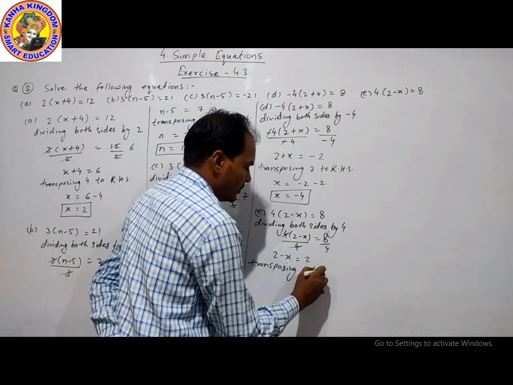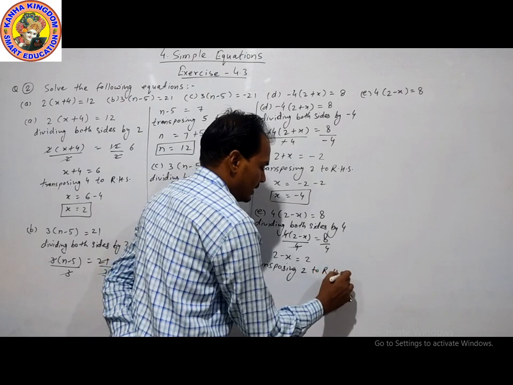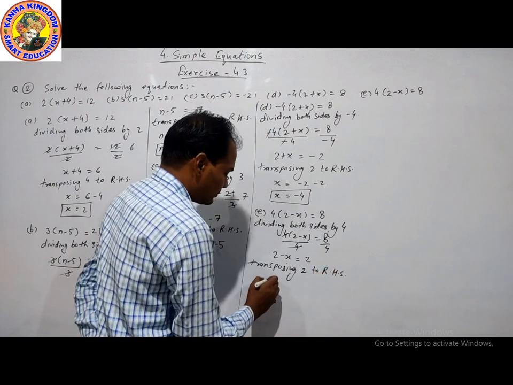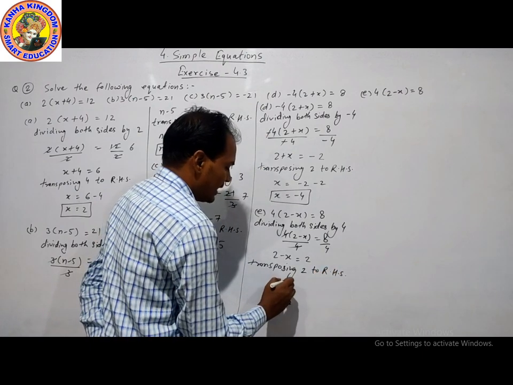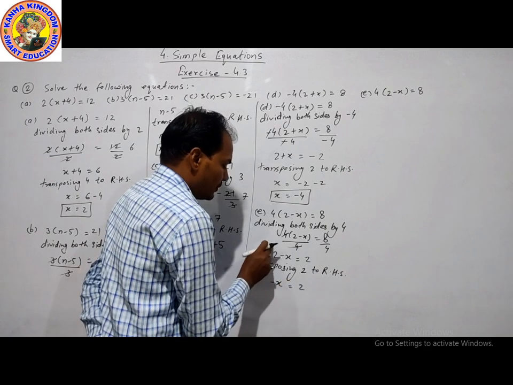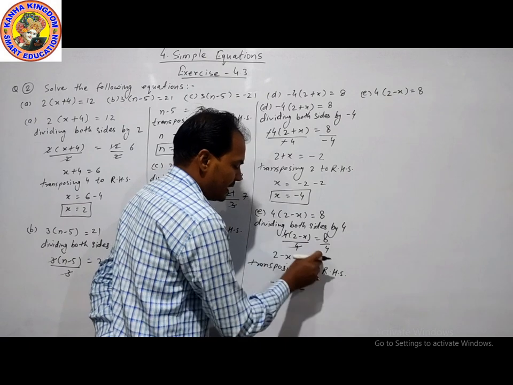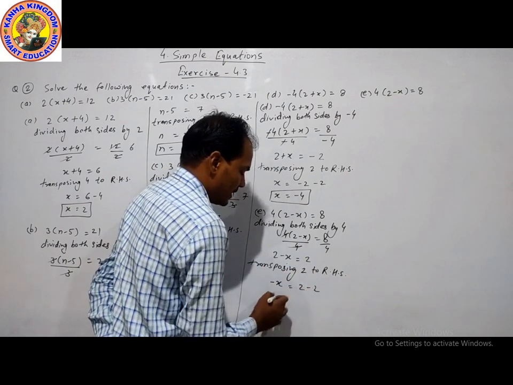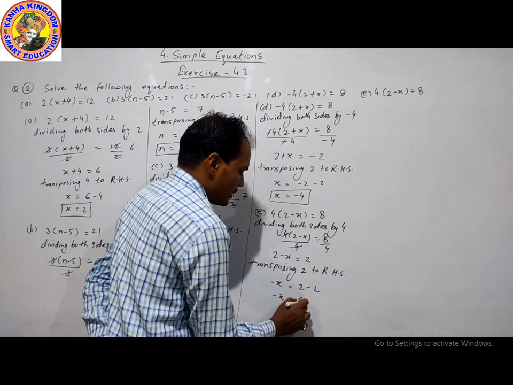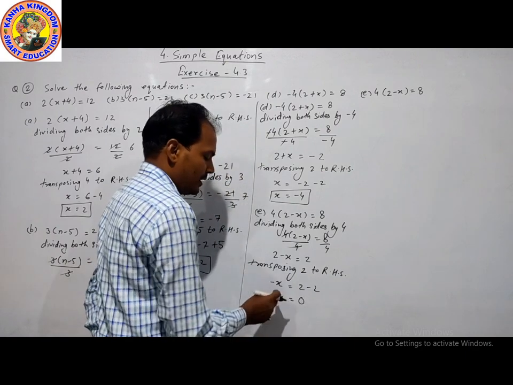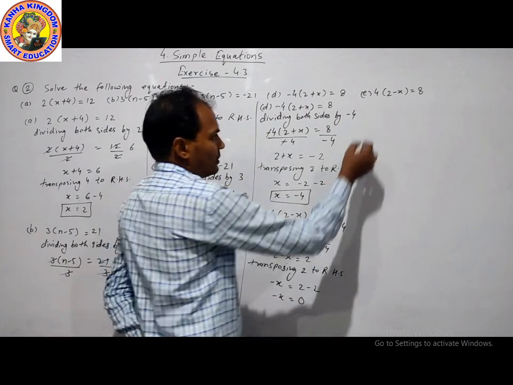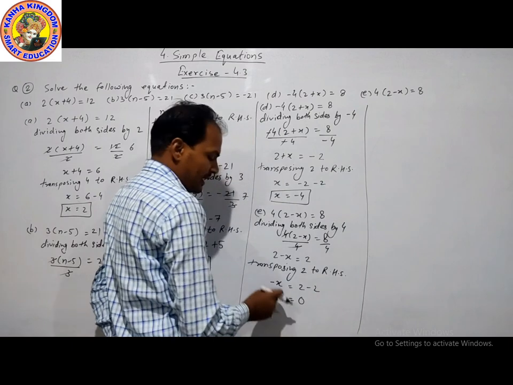Transposing 2 to the right hand side. Minus x, here is 2. That 2 is positive. When it goes to the right hand side, it will be negative. So minus 2. Minus x is equal to 0. We will find the value of x.